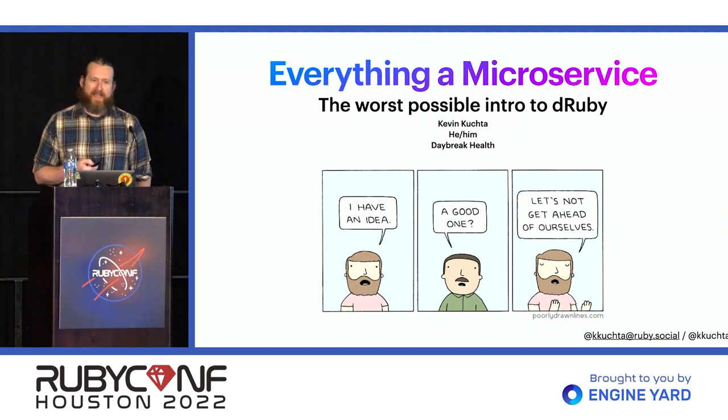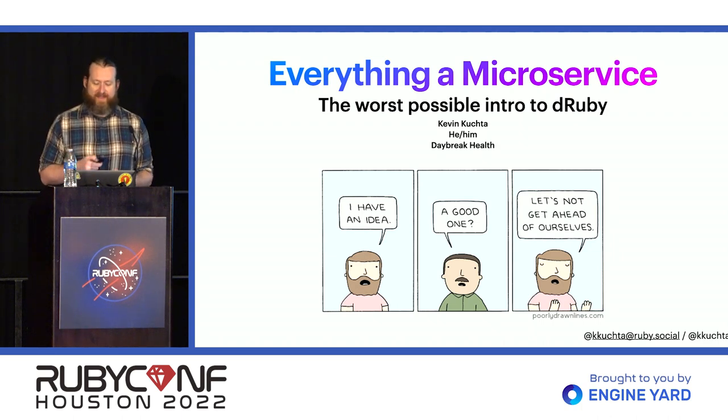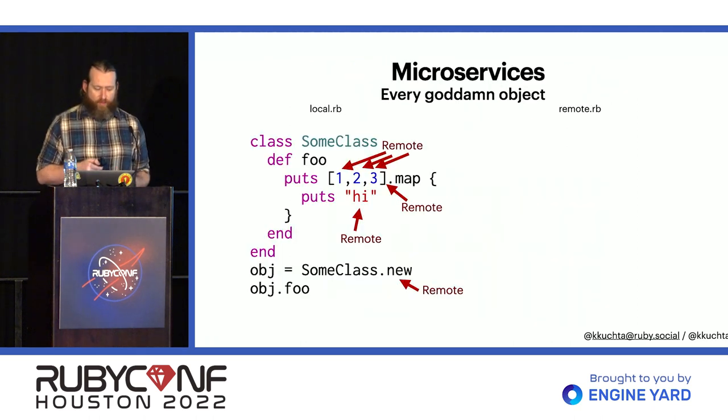Now, because I have the moral compass of a Disney villain, I'm going to walk you through setting up your code to do exactly this, to make every single object run on a remote server. Let's take a look at our terrible, terrible goal. Every object, including ones created by Ruby, automatically running on remote servers. But to get that horrible end, we need to start small.